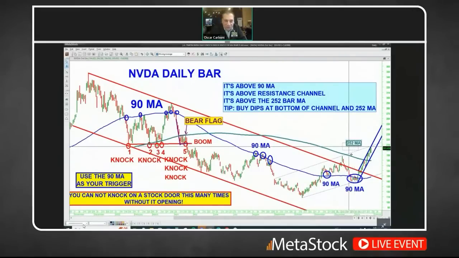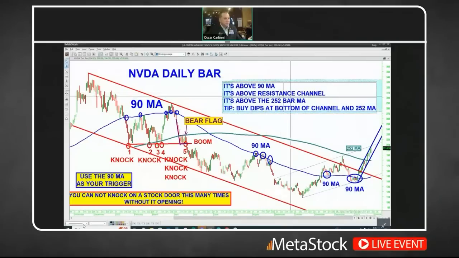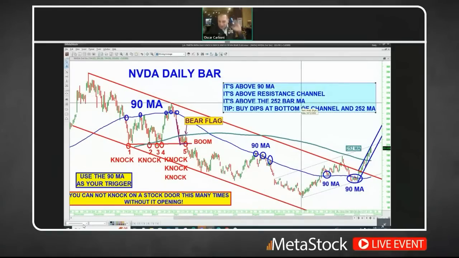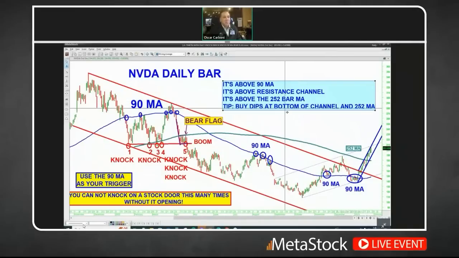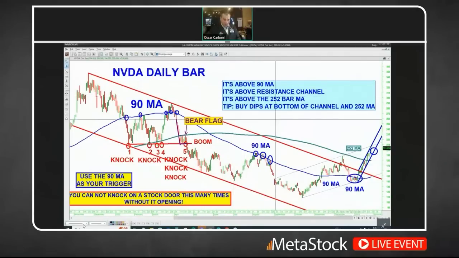We are above the 252 bar moving average, the green teal average right here, and in a nice channel moving higher. All right, so we're in a channel. We're above the red resistance. We're above the 252 bar, which is the yearly moving average. The tip: buy dips at the bottom of the blue channel and the 200 bar moving average. So if you get near this stuff, you buy dips. You get near this, you buy the dip. That's how we would trade Nvidia, unless the landscape suddenly changes from there.